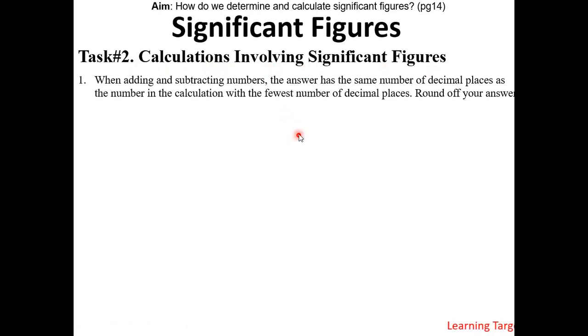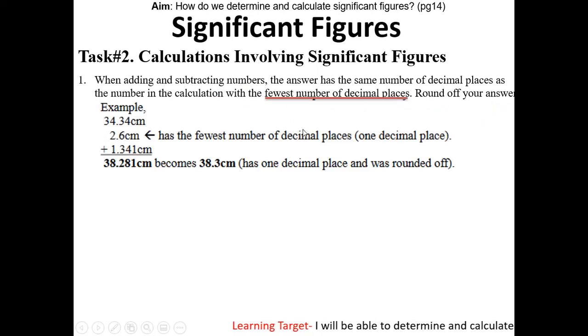So let's start with addition and subtraction because they have the same rule. When adding and subtracting numbers, the answer has the same number of decimal places as the number in the calculation with the fewest number of decimal places. Round off your answer. So let's do an example of what this means.